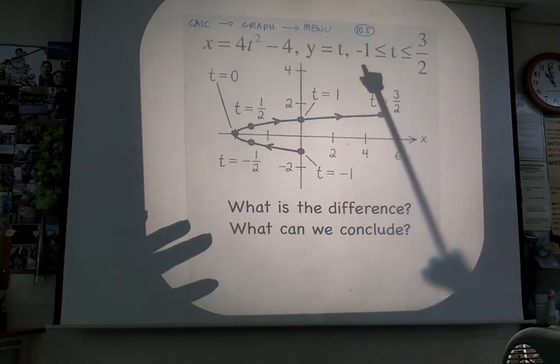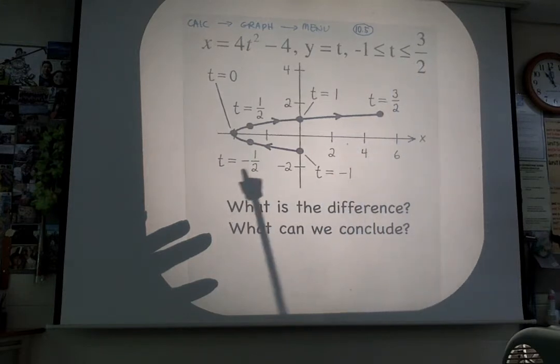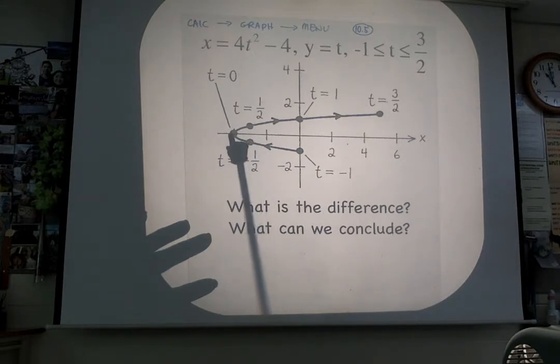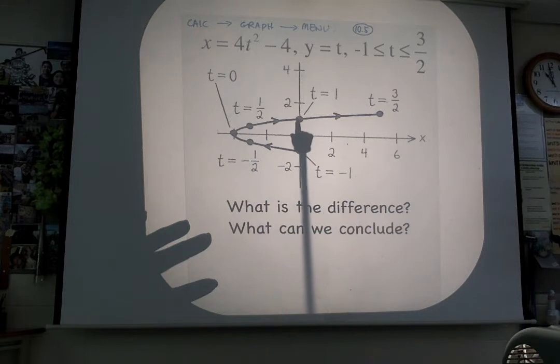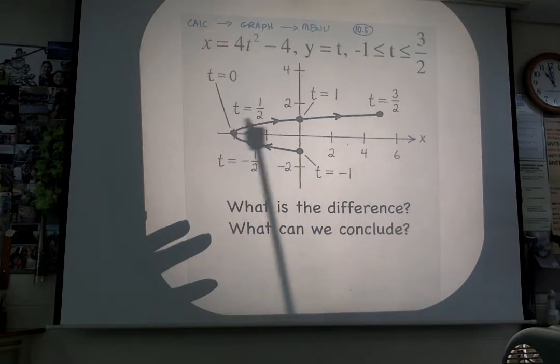Okay, from -1 all the way to 3 over 2. So I tried t equals -1. At t equals -2, it's here. At t equals 0, it's here. At t equals half, it's here. At t equals 1, it's here. And then finally, at t equals 3 over 2, it's over here. Now, I took 5 different times with different functions.